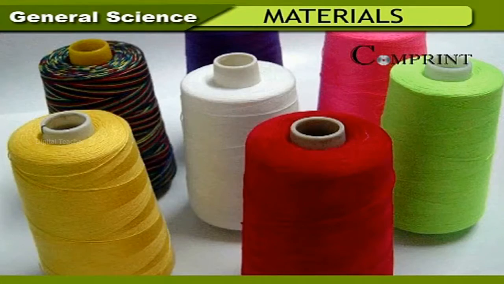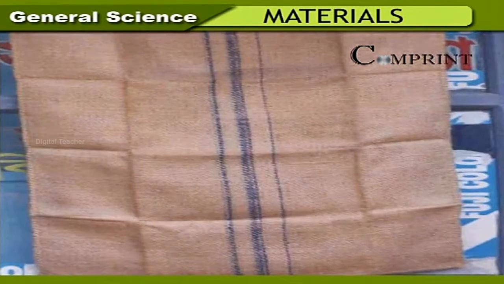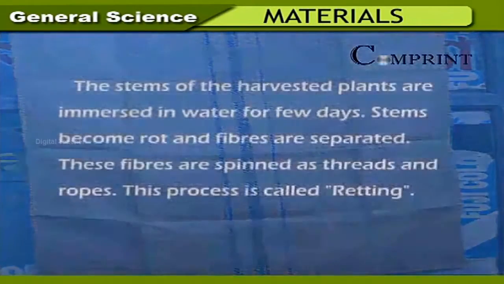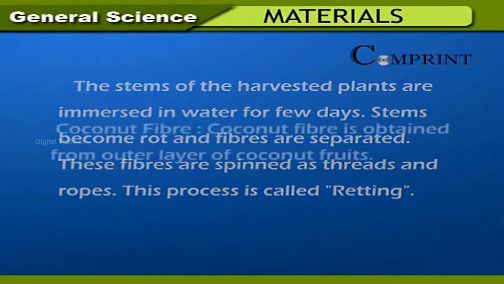Some of these fibers include jute fiber. We store rice and sugar in gunny bags. These bags are made up of jute. Jute is mainly cultivated in India. The stems of harvested plants are immersed in water for a few days. Stems rot and fibers are separated. These fibers are spun into threads and ropes. This process is called retting.